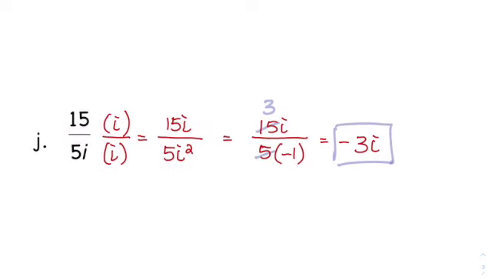So for letter J, you can multiply top and bottom by the i right here. And then that's 15i times 5i squared right here. And then 15 and 5 cancel out. That gives you 3. And then i goes on top, i squared goes on the bottom. And that's just equal to, because they cancel out, negative sign goes in the front, that's negative 3i. And that's the answer for letter J.